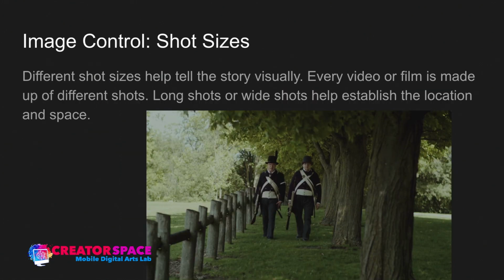Okay, so let's move on there. So the image control, so shot sizes. So here's what we were just talking about. So every video or film is made up of different shots, right? So that's like the words in a sentence, right? Together they create meaning for the whole sentence. Each individual word is like a shot, and together we can establish what that whole sentence means with those different shots, right? So we have long shots or wide shots, like we talked about earlier here, help establish the location space, right? So there's that wide shot, these two soldiers walking by the trees, right?